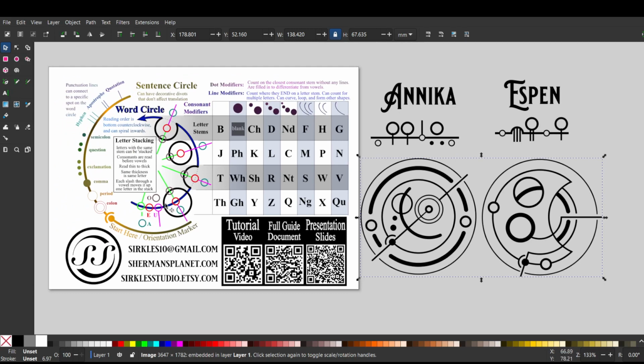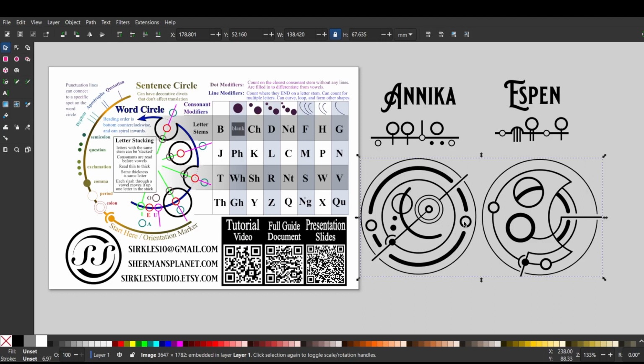So, this script, you start at the bottom and you go counterclockwise like a time traveler going back in time, or you start at this start marker, which conveniently these two designs have, which means you can rotate them any which way and you can still figure out where to start. So here on this design, we start at the bottom and go counterclockwise.